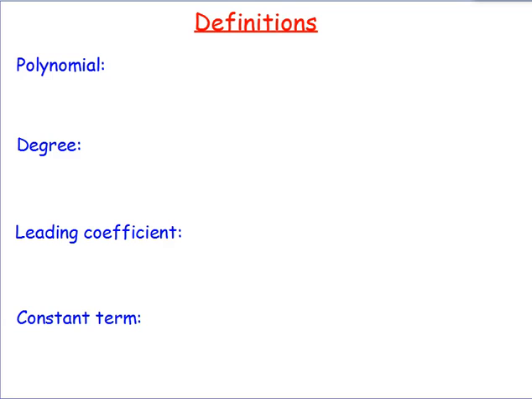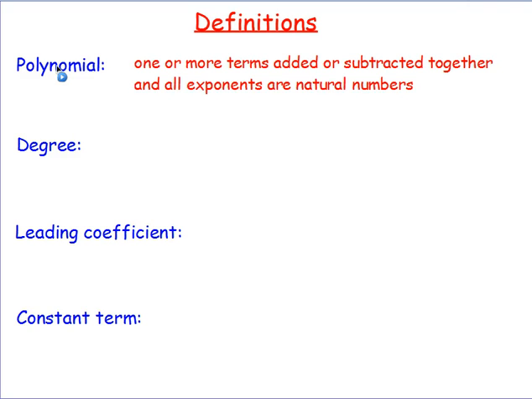Today we are going to be starting a couple of day topic over polynomials. So before we get into much detail, we're going to look at some important definitions. And the first definition is, what is the definition of a polynomial? A polynomial is one or more terms added or subtracted together, and all exponents are natural numbers.